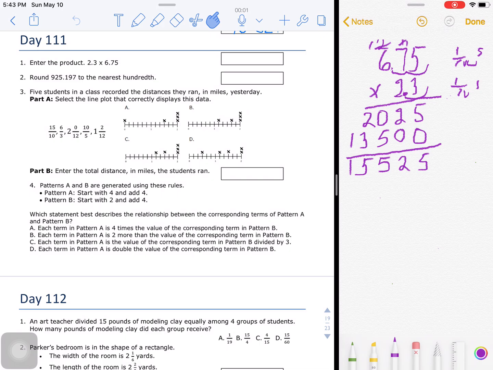And at this point is when we're going to bring our place values back in. So hundredths times tenths are thousandths. And when we have thousandths, we're going to have 3 decimal places. So I'm just going to check this out. 1, 2, 3. So our final product is going to be 15 and 525 thousandths.